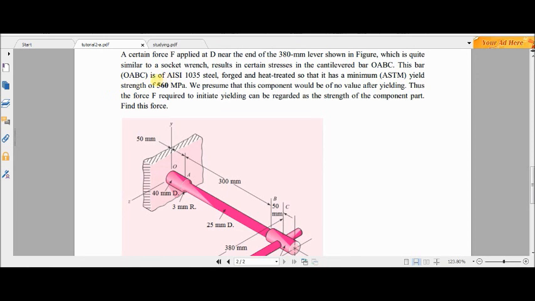This bar is made from a steel alloy, forged and heat treated so that it has a minimum yielding strength of 560 megapascal. We presume that this component would be of no value after yielding. Thus, the force F required to initiate yielding can be regarded as the strength of the component part. So we need to find this force.